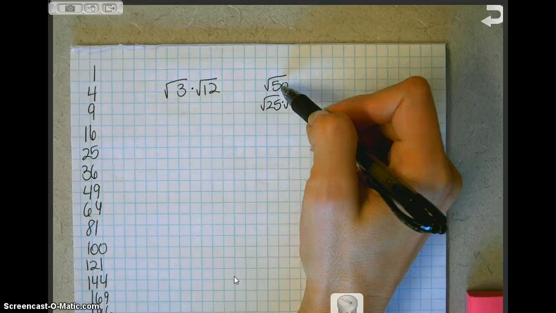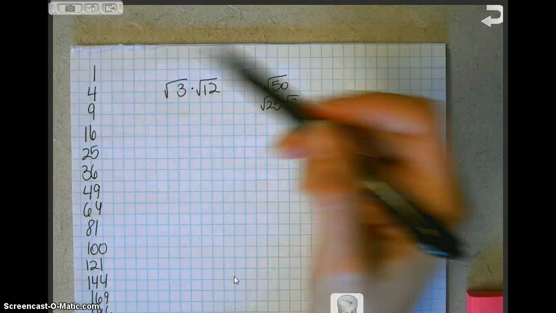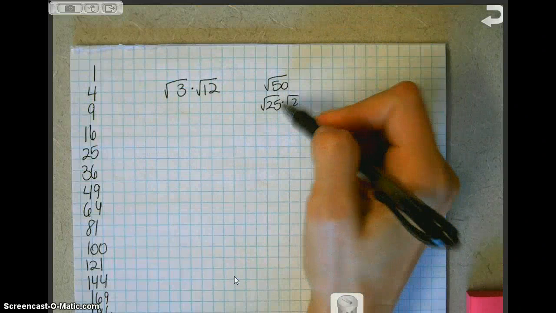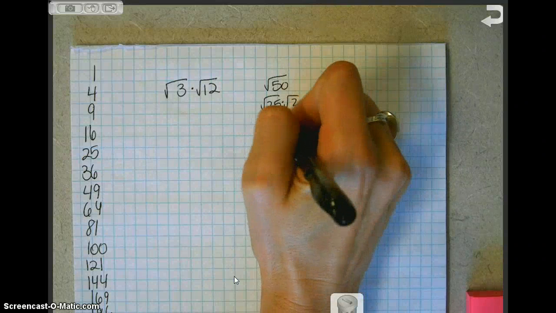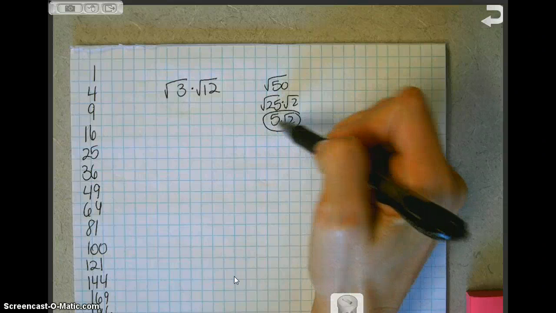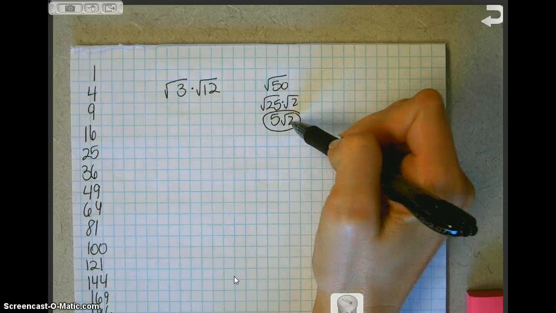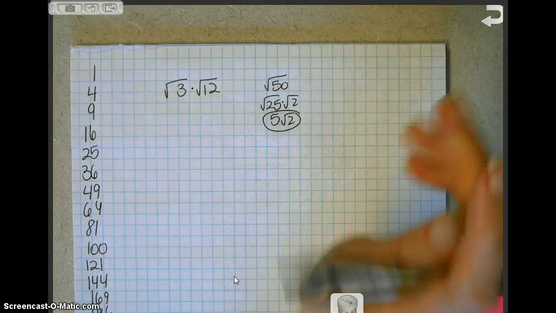We wouldn't want to do 5 times 10 because neither 5 nor 10 is on our list. We're looking for the biggest perfect square, if there is one, that goes into it. And then we broke it up into 5 square root of 2 as our answer. Remembering that the product of 5 times the square root of 2 should equal the decimal equivalent of the square root of 50. And you can check that on your calculator as well.